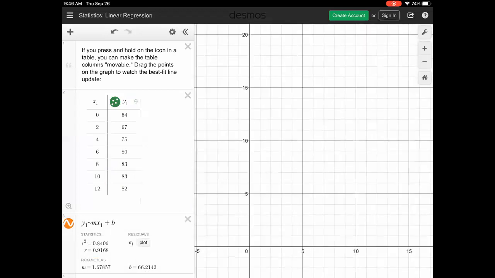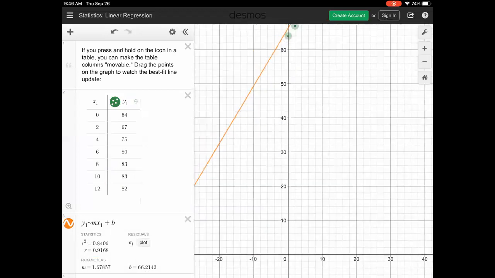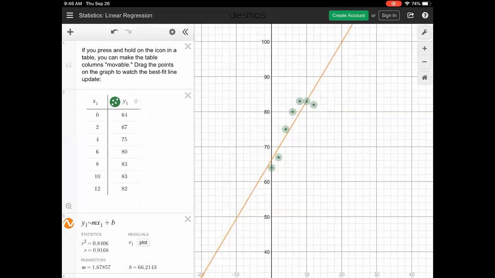Here, we have to zoom out, because our y values are up here in the 70s, 80s. And here we've got our line of best fit. The slope is 1.67857 and the intercept is 66.2143, which, if we look at this line, looks reasonable. So it just gives us that information.